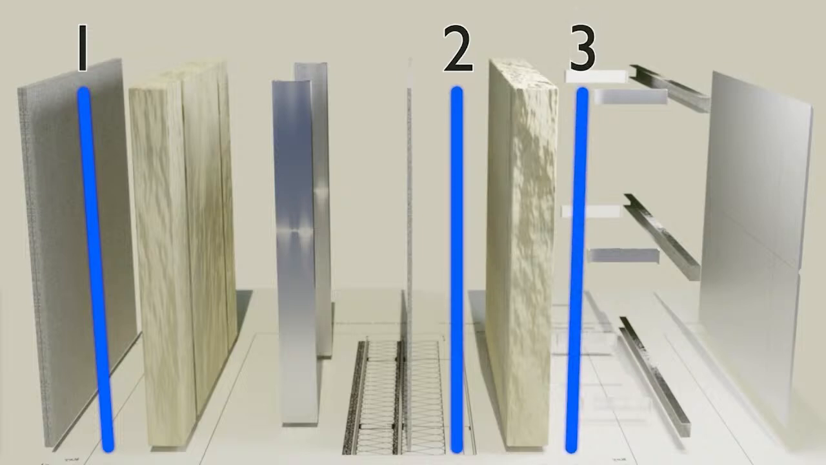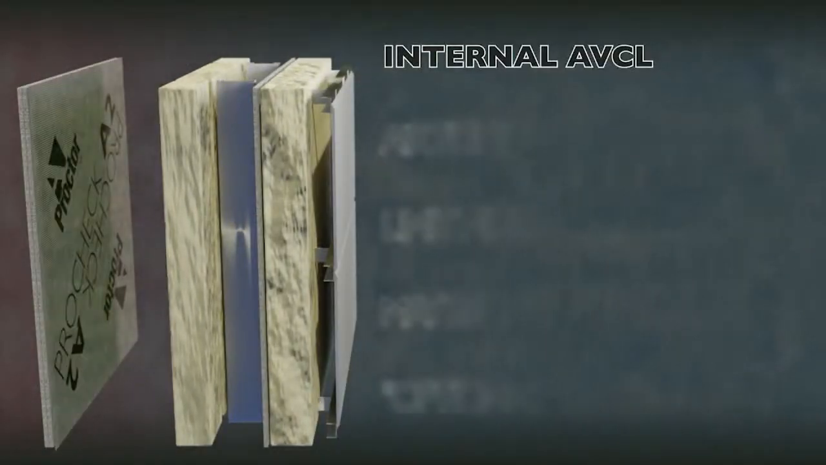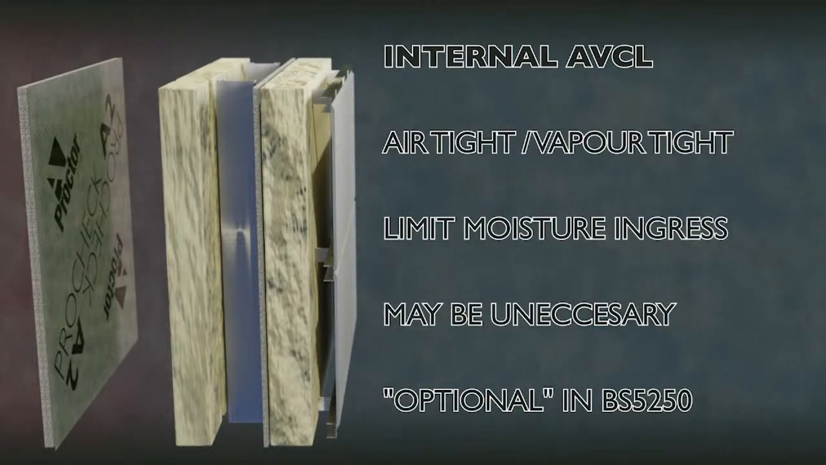The specification of membrane required varies across these three locations, and whether or not a membrane is required in each location is also dependent on a variety of factors. The traditional approach would be to have an AVCL internally to prevent both moisture ingress and air leakage, and a vapor permeable membrane externally to protect the construction until the outer cladding is fitted. There's nothing wrong with this approach on paper, but there's scope to optimize performance by considering alternatives.